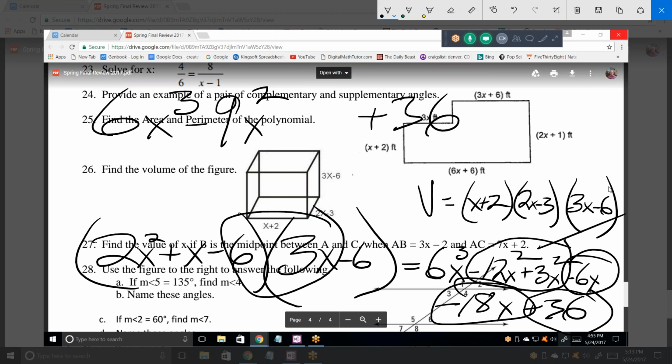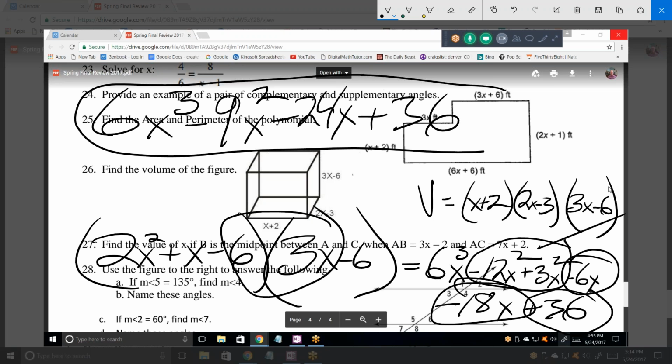Hold up, let me move this thing out of the way. Okay. 6 minus 6x is minus 24x. Good. And there's your answer. In other words, now I have just 6x cubed minus 9x squared minus 24x plus 36. I don't have anything more I can combine. And that's the volume of my figure.